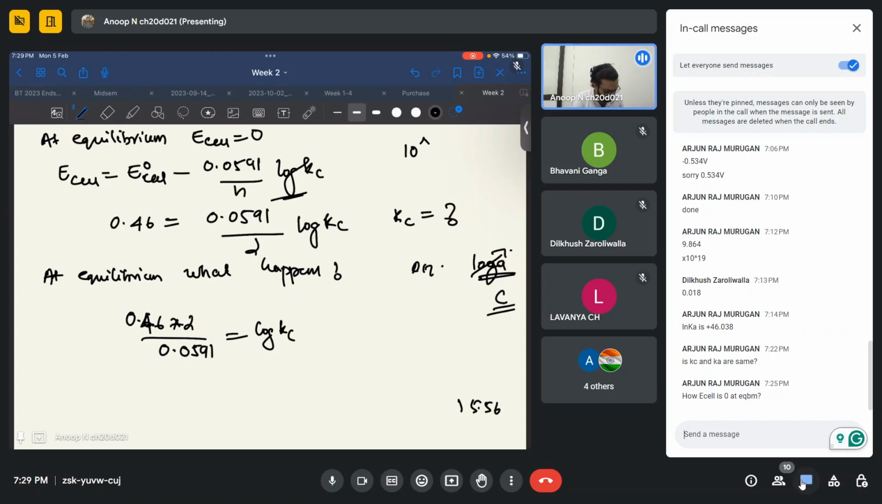So 10 power 15.56. We'll take 10 raised to 15.56. The answer will be equal to 3.69 into 10 power 15. Is it clear?